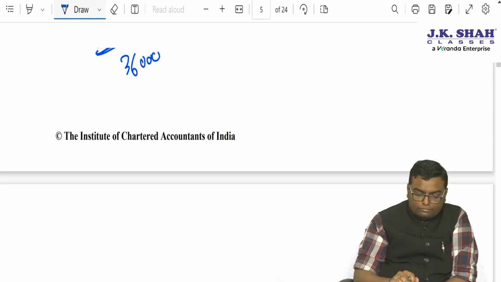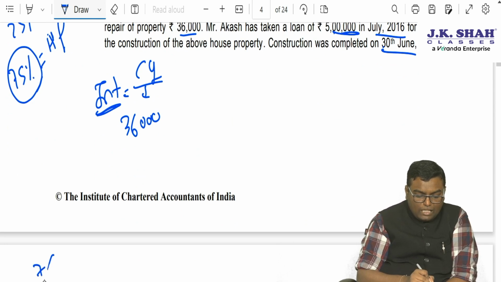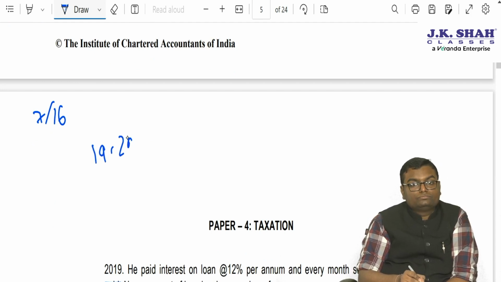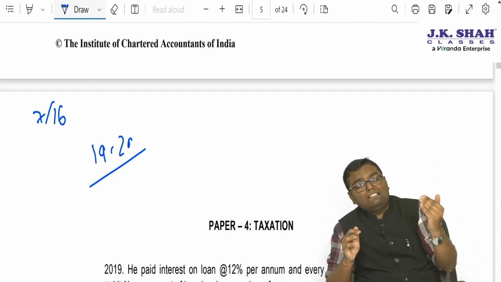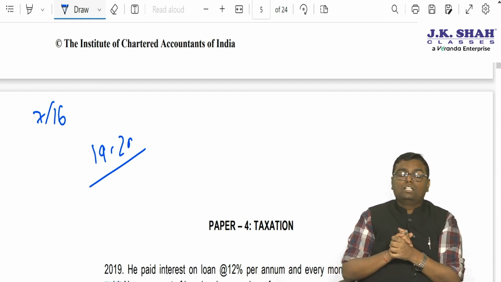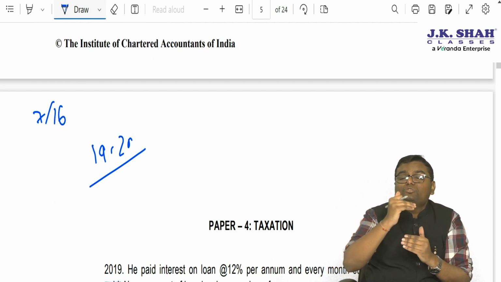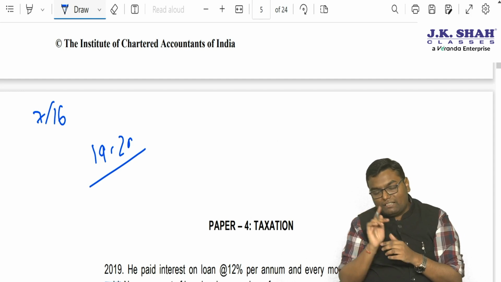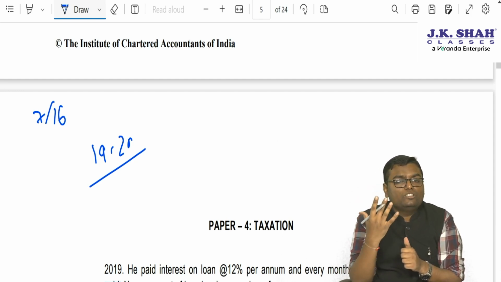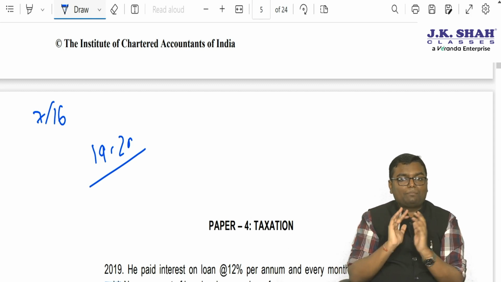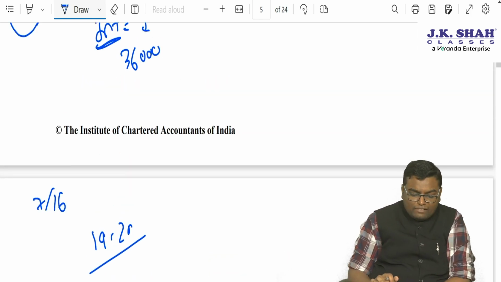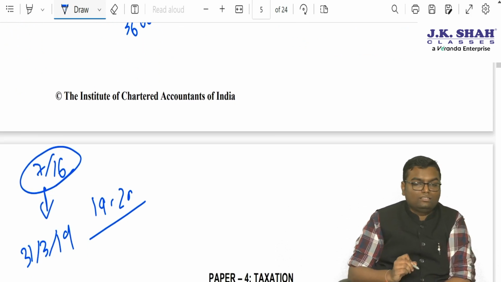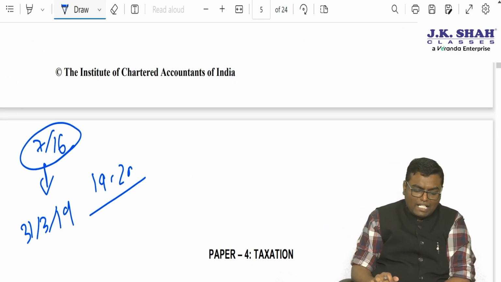Please understand it carefully. The loan has been taken in July 16. Construction has been completed somewhere in the year 19-20. So interest deduction would have started from the year 19-20. Whatever is the interest prior to the year 19-20 will be called pre-construction interest. And that pre-construction interest is deductible in 5 equal annual installments, so far as the house property chapter is concerned. Now over here I have taken a loan in July 16 and my pre-construction period will end on 31st March 19, because from the year 19-20 the normal deduction started.